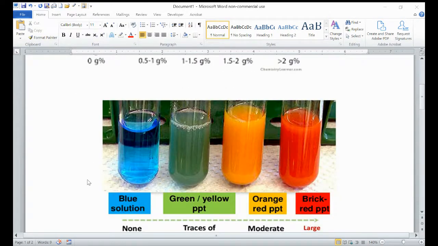These are what actual results look like. So this one has no reducing sugars. This one has a little bit of reducing sugars. You're starting to see a little bit of a yellow color coming in. Then it gets to an orange, not quite as red. And then here we have the red, and that says that there's a large amount of reducing sugar present.